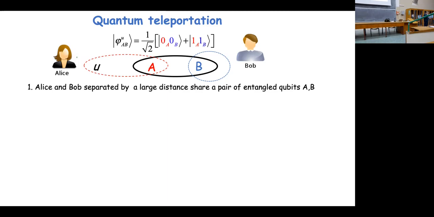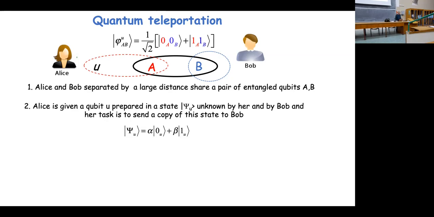At the beginning of a teleportation, Alice and Bob should share a pair of entangled systems in one of the Bell states, for example the same Bell state I have chosen so far. The rule of the game is the following. Alice and Bob each share a particle in the state that I've written here. Alice is given a third qubit, which I will call U, and this qubit is in a superposition of 0 and 1 with arbitrary coefficients alpha and beta.